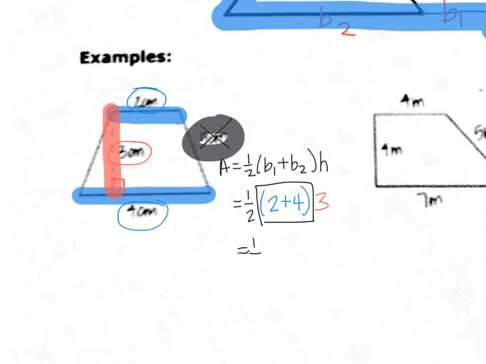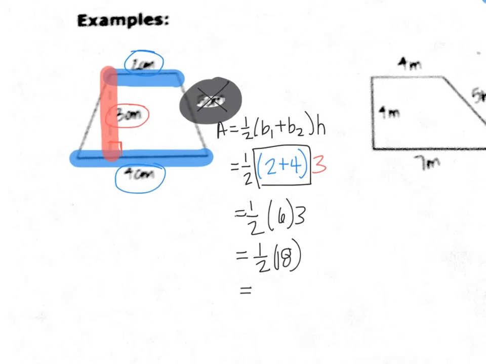So I'm going to carry down 1/2. In here I have 2 plus 4, which is 6, times 3. So now I can address this. I'm going to choose to multiply my whole numbers first. 1/2 times 18. And then I'm going to divide that by 2 or multiply 18 by 1/2. Please remember, those are the same things.